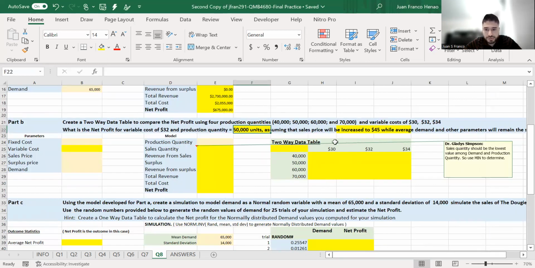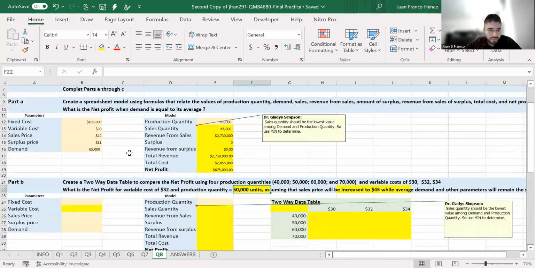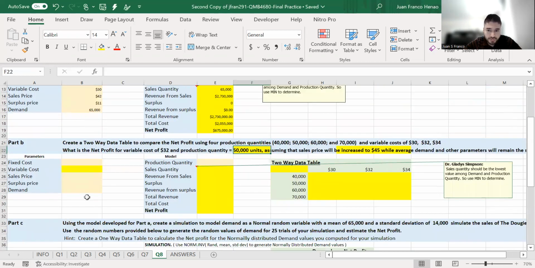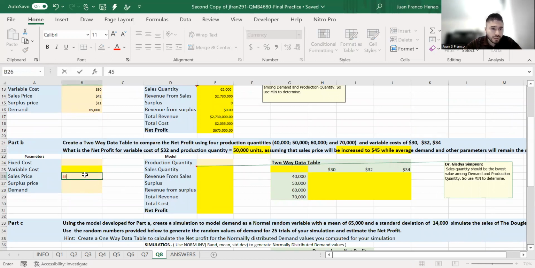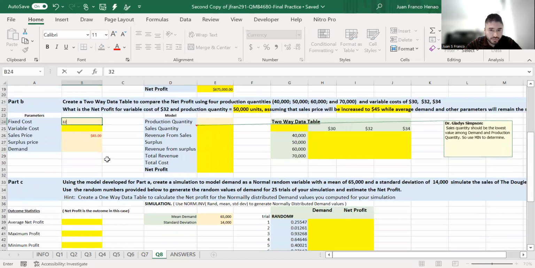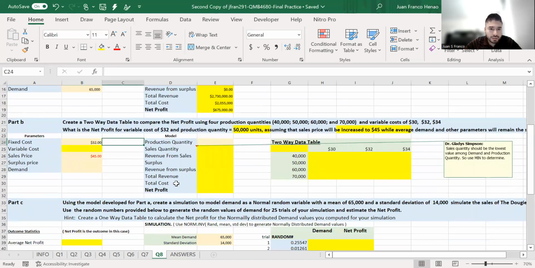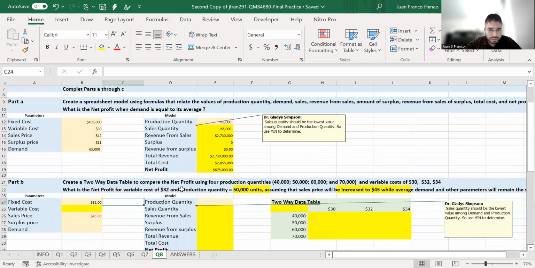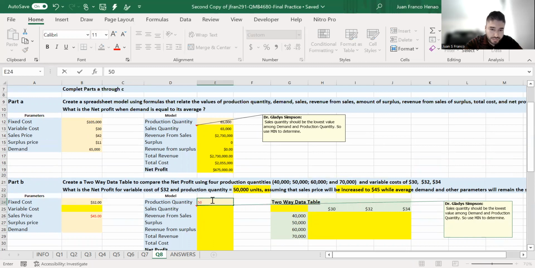So we need to change these values. First one is the sales price will be increased to 45, and previously we were selling for 42, so it increased. Now the variable cost is set to be $32, and it was $30 before. And the production quantity is 50,000, and it was 65,000 previously. So let's type it in.